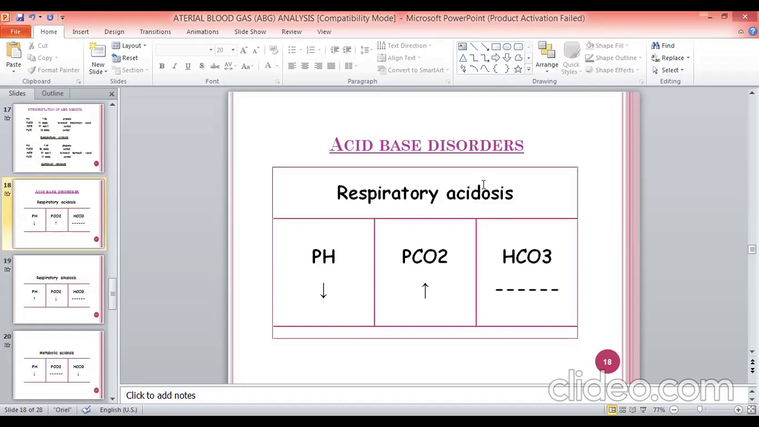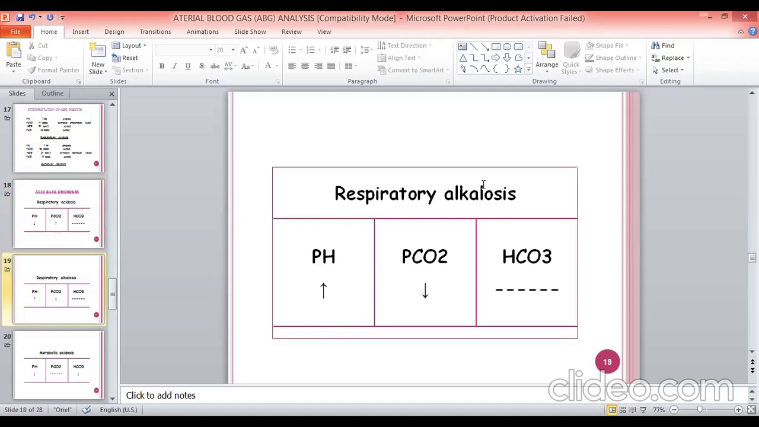Okay, so pH and partial pressure of carbon dioxide go in opposite directions, whereas bicarbonate does not change. So bicarbonate is normal, which means the condition is respiratory acidosis. In respiratory alkalosis, pH is going to increase and partial pressure of carbon dioxide is going to decrease, whereas bicarbonate is normal. So both are in opposite directions. pH increased means alkalosis, and the cause is a change in partial pressure of carbon dioxide, which is a respiratory cause. So respiratory alkalosis.